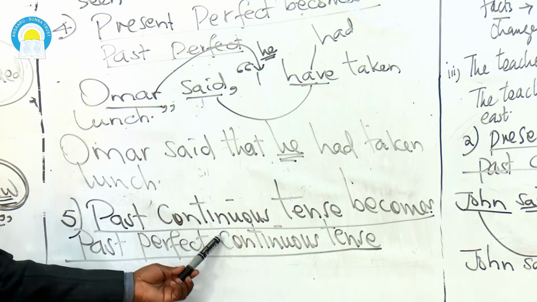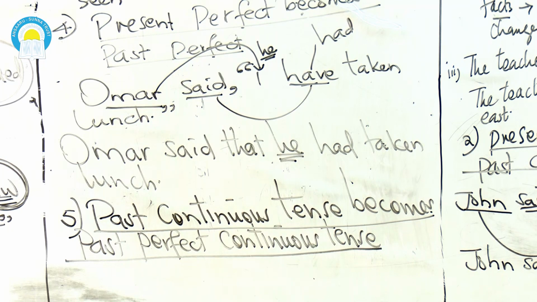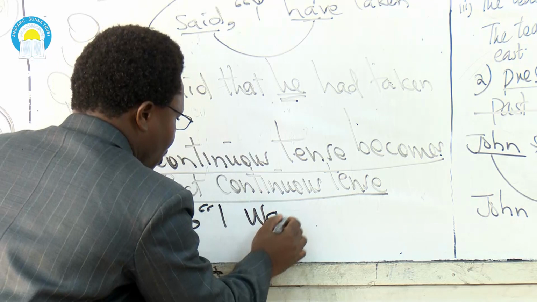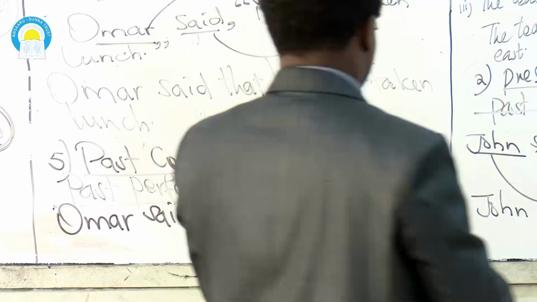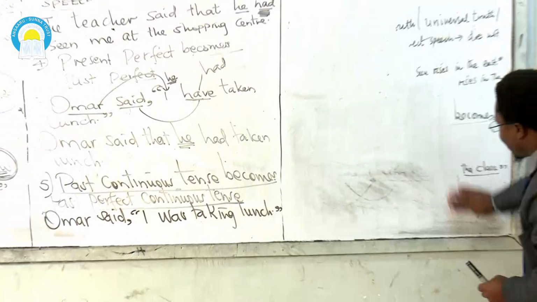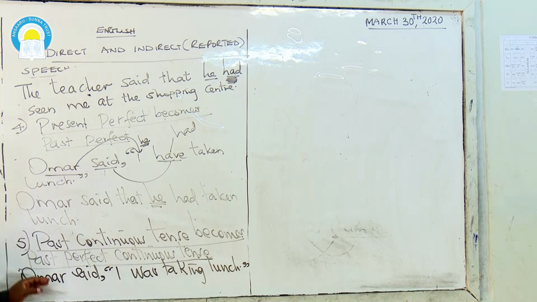Past continuous tense becomes past perfect continuous tense. If we can borrow leave here, that past continuous tense, for example, Omar said, I was taking lunch. Omar said, I was taking lunch. That sentence is said to be in the past continuous tense. And past continuous tense, as I've said, becomes past perfect continuous tense.